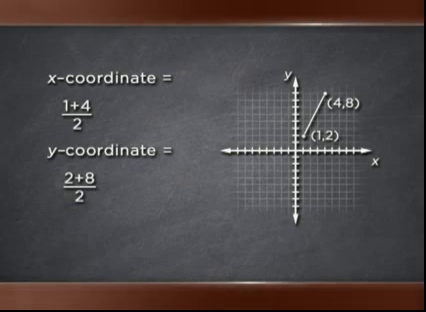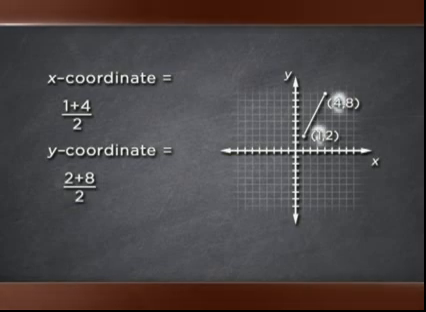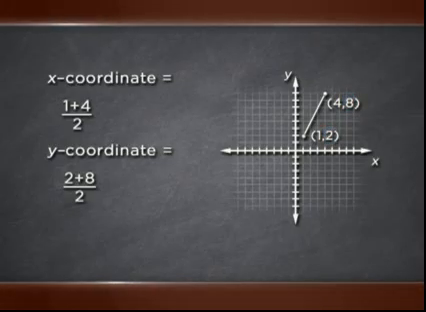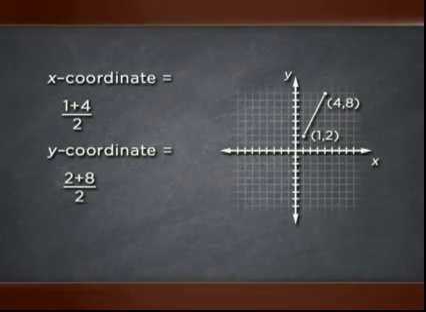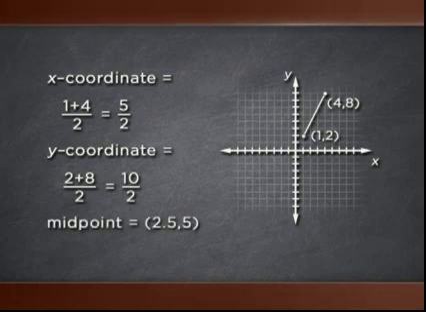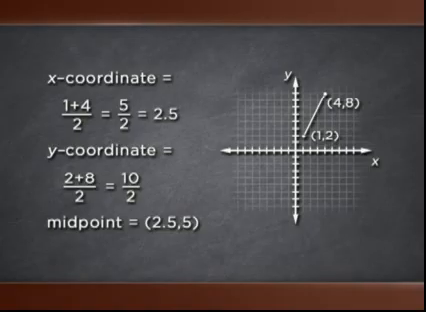Now, where did the 1 and the 4 and the 2 and the 8 come from? The 1 and the 4 are the two x-coordinates of the original points, and the 2 and the 8 are the two y-coordinates of the original points. So all I did was add the two x-coordinates and divide by 2. That's the new x-coordinate for the midpoint. And I added the 2 plus 8, which were the two y-coordinates, and divided by 2 again. And when I do the arithmetic there, that means I have 5 halves for the x-coordinate and 10 halves for the y-coordinate. And if you simplify those a little bit, you'll see that the midpoint then has coordinates 2.5, or 5 halves, comma 5. 10 divided by 2 is just 5.